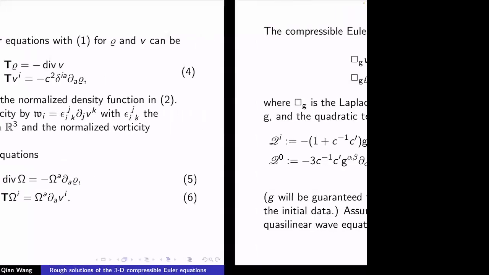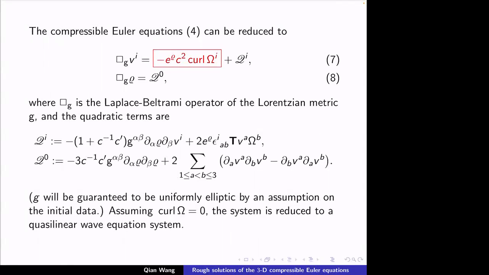Go to the next page. I'm going to write this Euler equation in the form of box_g v and box_g rho, computing the wave equation for them. It turns out to be something which looks complicated, but it's not that bad. This box_g is the standard Laplace-Beltrami operator of the Lorentzian acoustic metric g, and on the right-hand side, I put curl omega with this e to the rho c squared in the red box. This is the main difference in comparison with what I'm more familiar with.